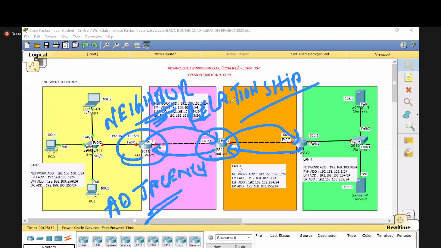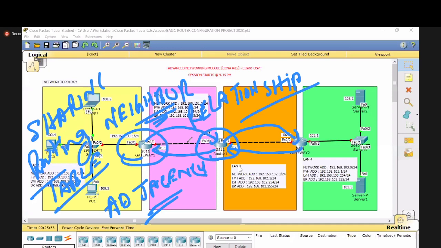So this neighbor relationship must be there between your routers. Why? Because when they make neighbor relationship, then only they share the routing table. Routing table sharing will be done only when two routers become neighbors. If they are not neighbors, there is no sharing. If they are neighbors, then only they will share the routing table. And we know that in dynamic routing, the table is always shared. But this is the criteria here in EIGRP.